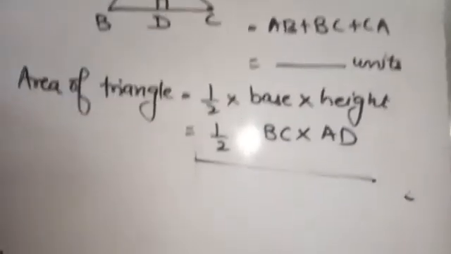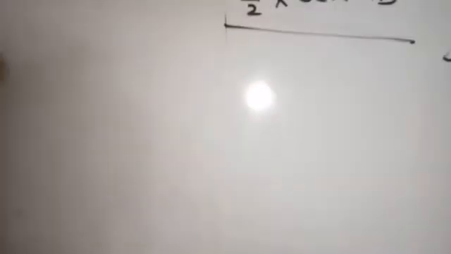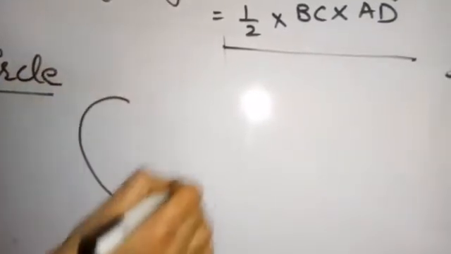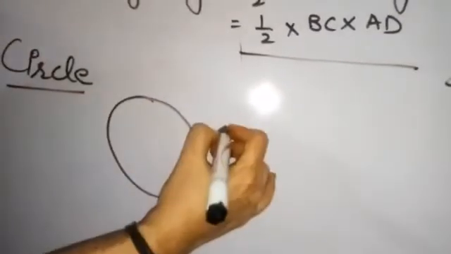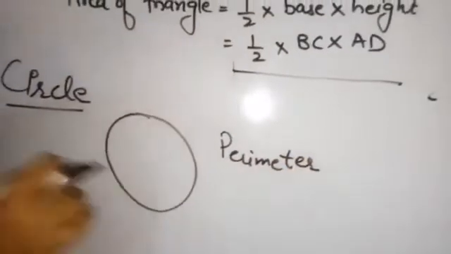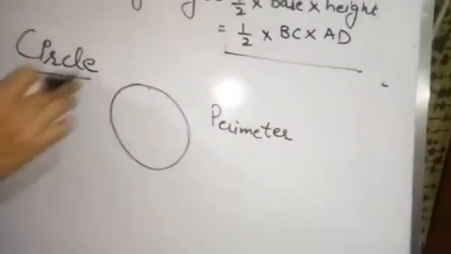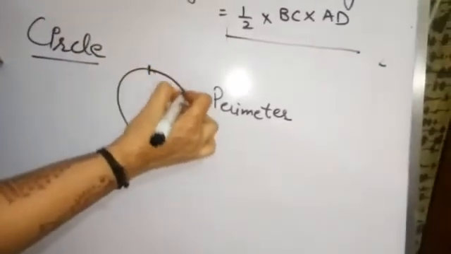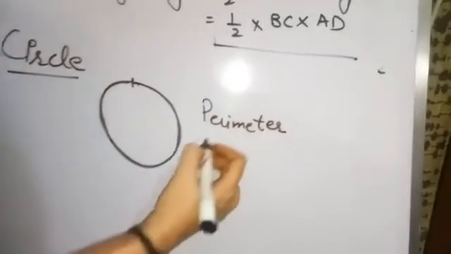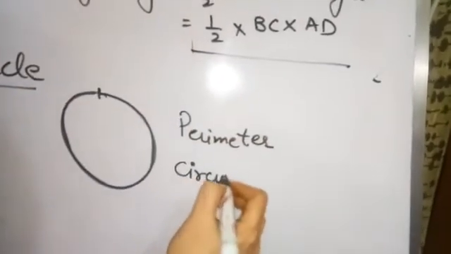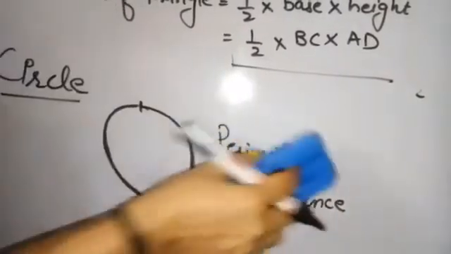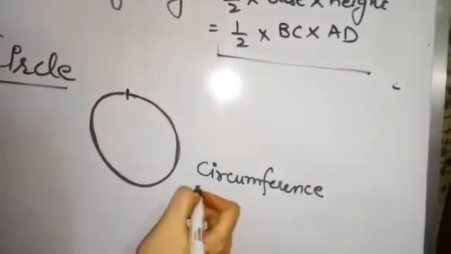Now the next and the last figure which we will study is the circle. Now this is a circle. First the word perimeter. Perimeter is, as we all know, the length of the boundary of a closed figure. This is also a closed figure. And what is this length called? The perimeter in terms of a circle is known as the circumference. You will study the concept of circumference.